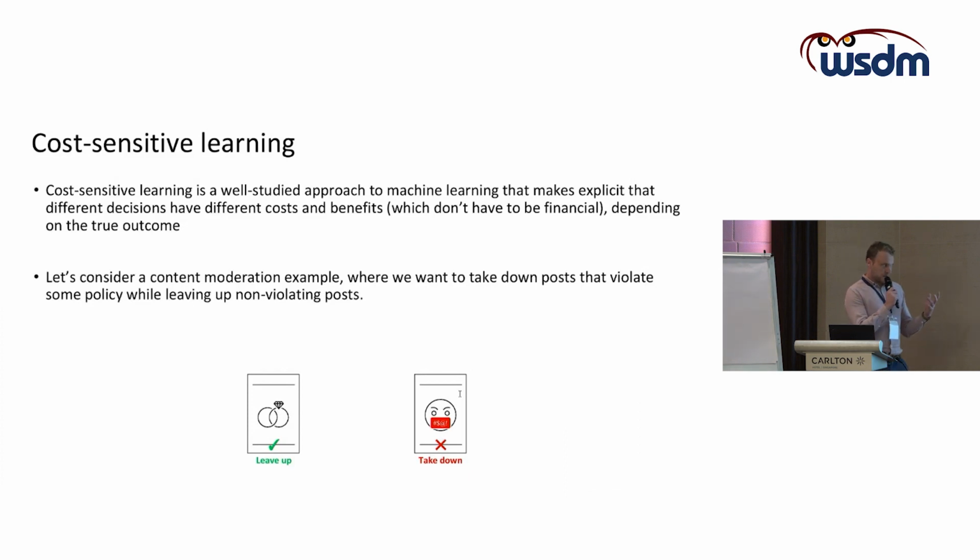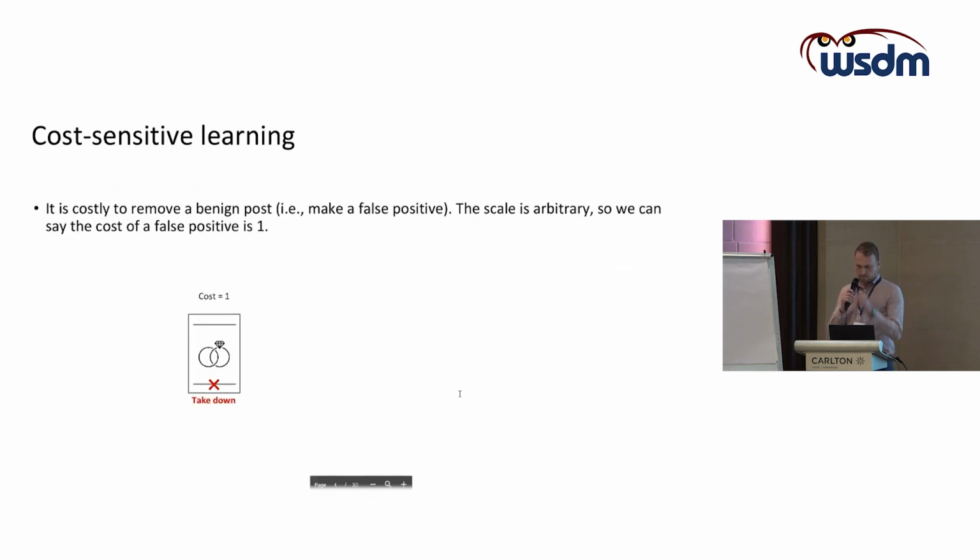So I'm going to talk about a content moderation example here. We want to take down posts that violate some policy and leave up non-violating posts. So here on the left, we have our benign post that we want to leave up. And on the right, we have our violating post that we want to take down. So to start, we might say, well, first of all, it's costly to remove a benign post, right? That's a false positive. We have deprived someone of their voice.